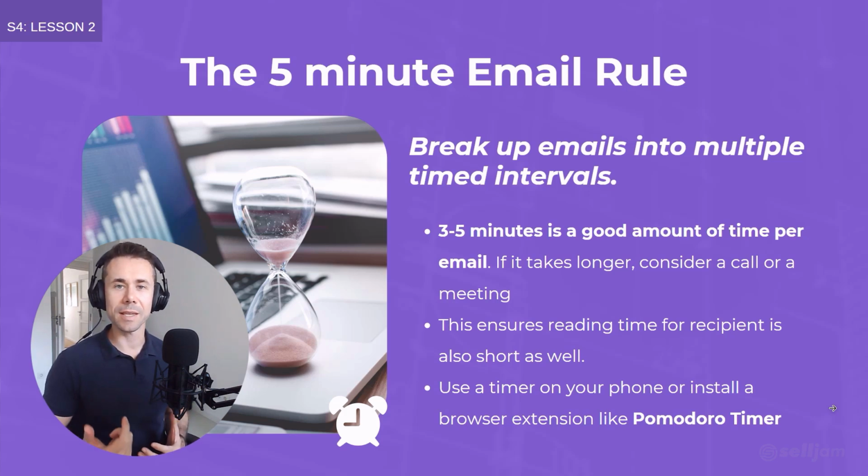This is not to say that for every email you send out, you're going to be setting a timer, because that's just impractical and it would be wasting more time. However, do it for a few, maybe even a few sessions, just so that you can develop that internal clock of how long 3 to 5 minutes is to type out an email. Once you have that internal clock, you're able to accurately gauge how long it's taking to write an email.